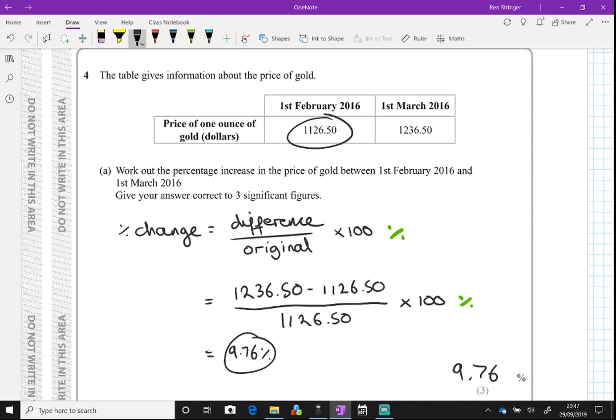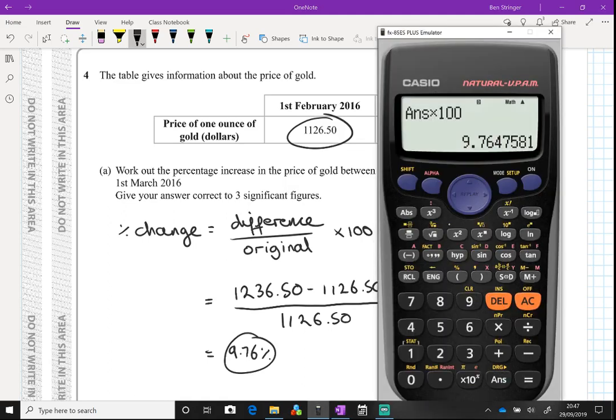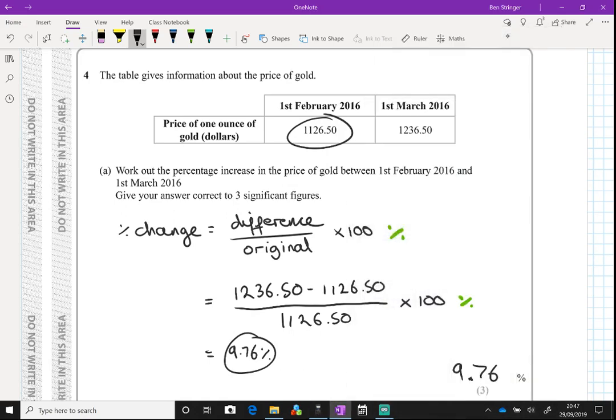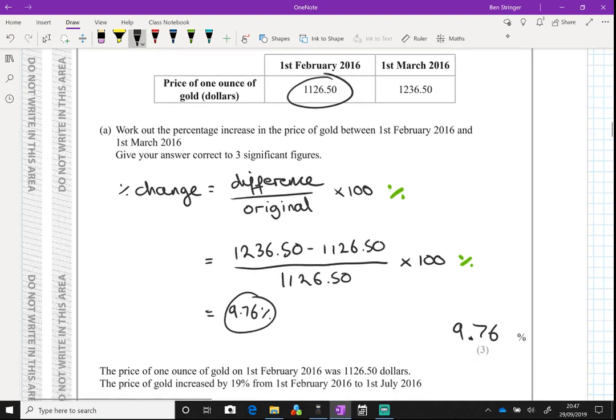Now, just to reiterate, if we were to do 9.76%, or actually use the whole value there, 9.76475, 1% of 1126.50, we would see that if we added that on to this, we would reach that. So it's a 9.76% increase of this to get to that.